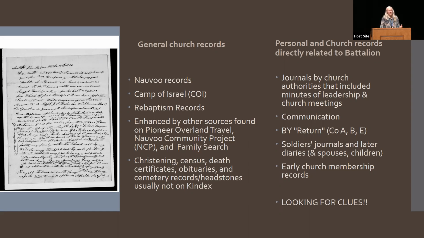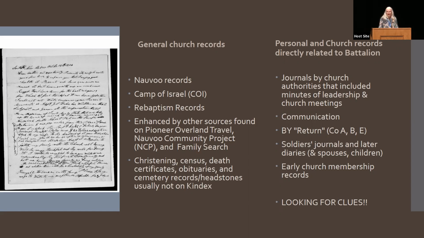We're also looking in the journals by church authorities that include minutes of leadership in church meetings. Sometimes communication gives us clues. There's also the BY return list. As the battalion members enlisted, Brigham Young and the church wanted to know who was in the battalion. So they compiled a list, not a military record, of the men and who they were leaving behind so they could take care of them, or if they were on the trail with them, how many were leaving behind.